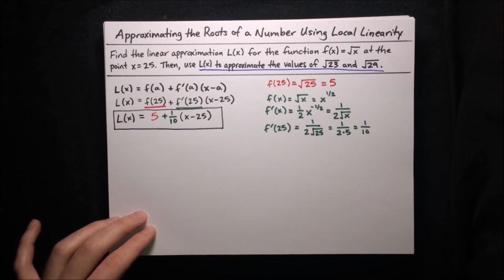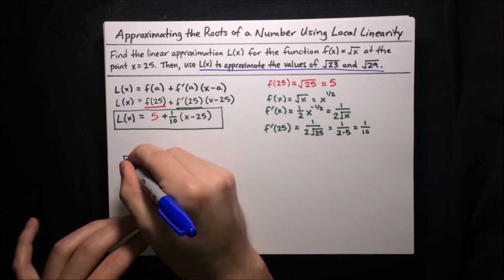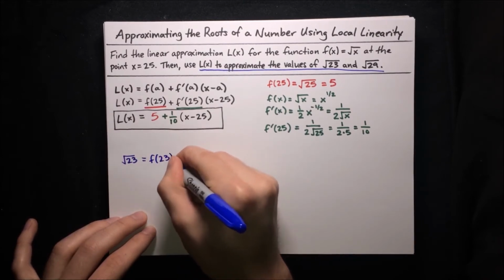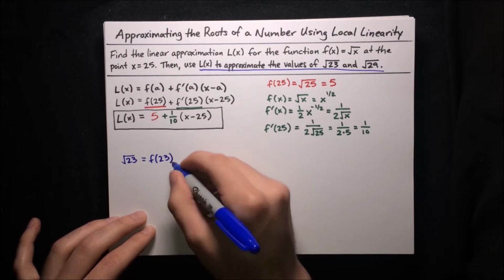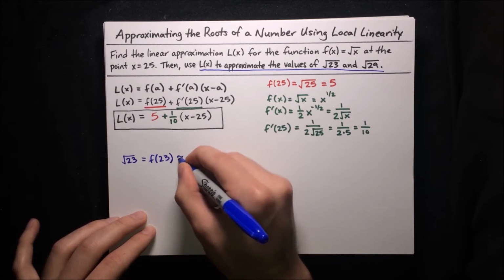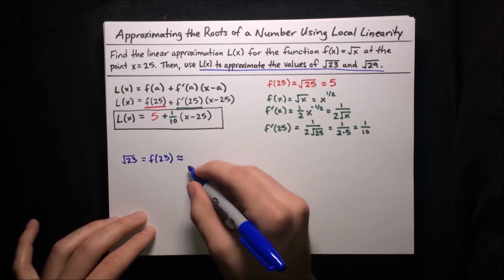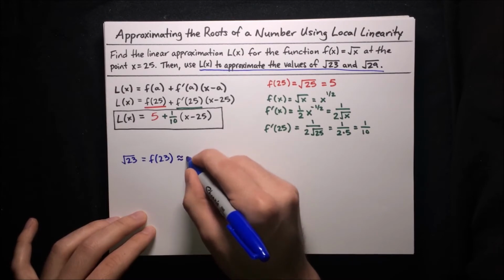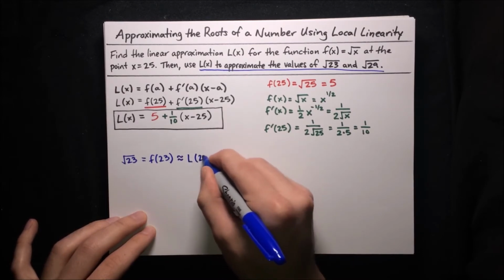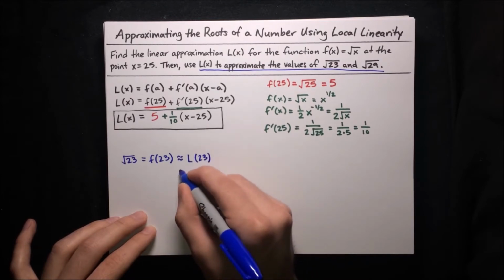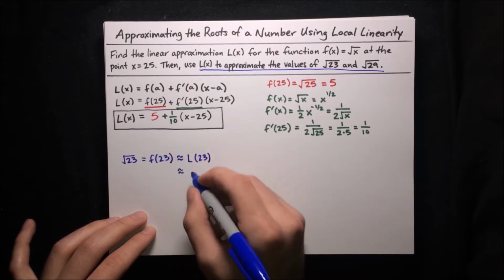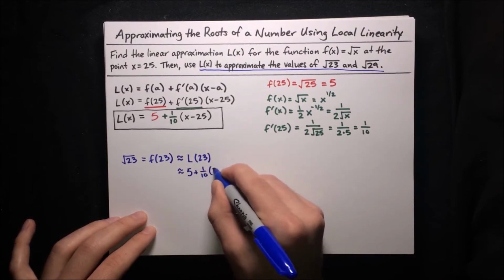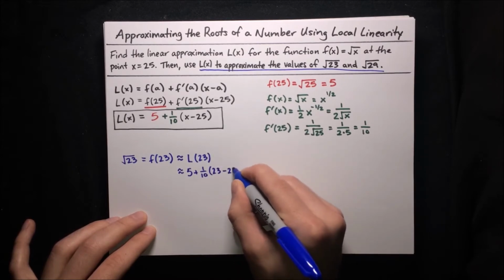First of all, let's think about the square root of 23. So the square root of 23, that's equal to f of 23, because f is just the square root function. And f of 23 can be approximated using our linear approximation for f of x around the point x equals 25, because 23 is somewhat close to 25. So f of 23 is approximately equal to L of 23. And plugging in for L of 23, we just go ahead and plug that into our function up here. So that's 5 plus 1/10 times 23 minus 25.